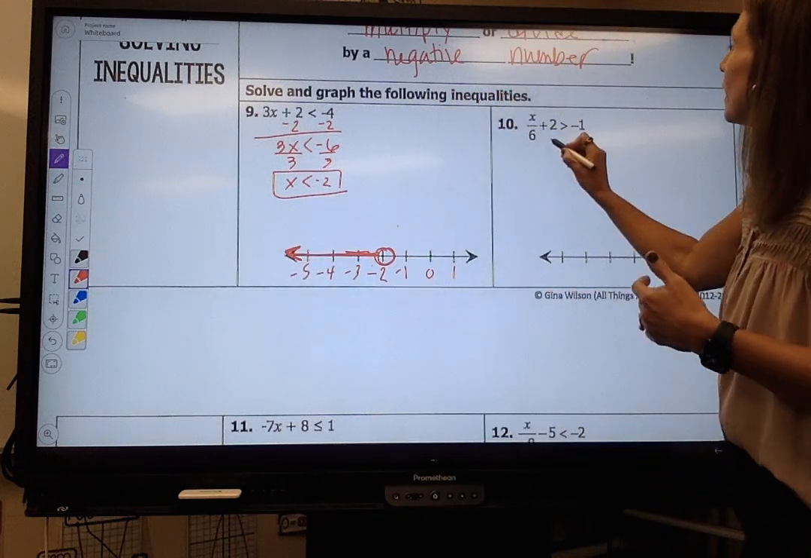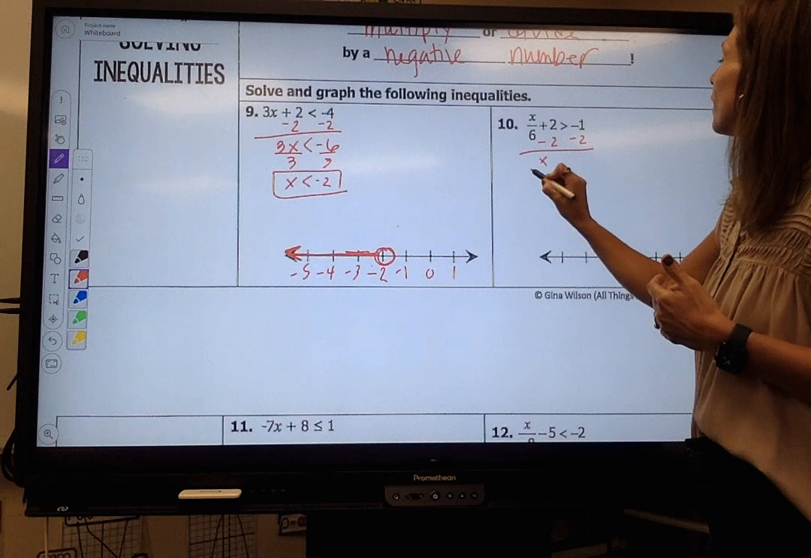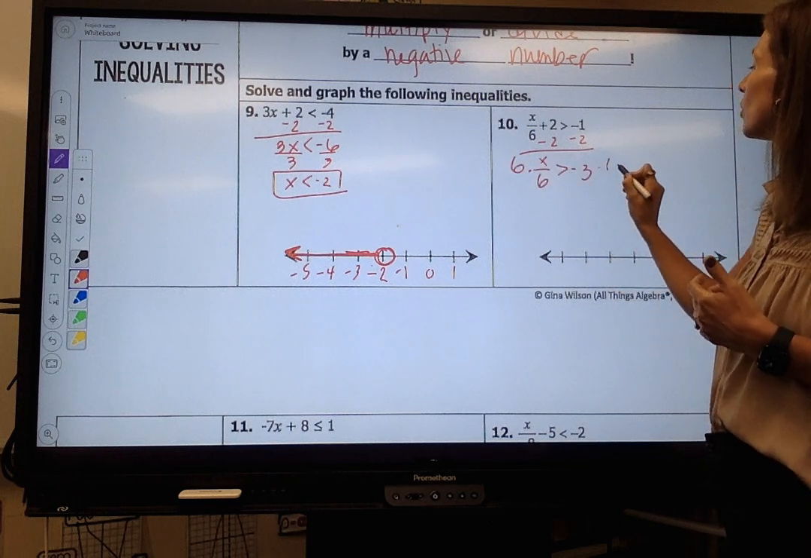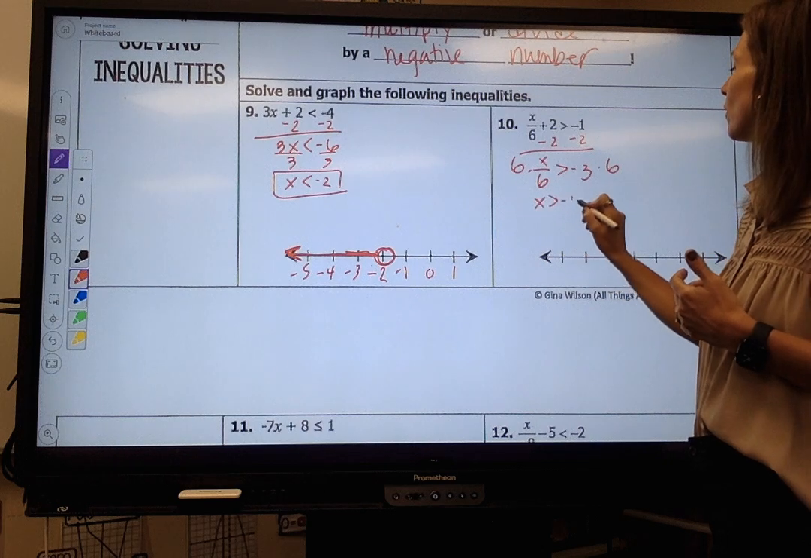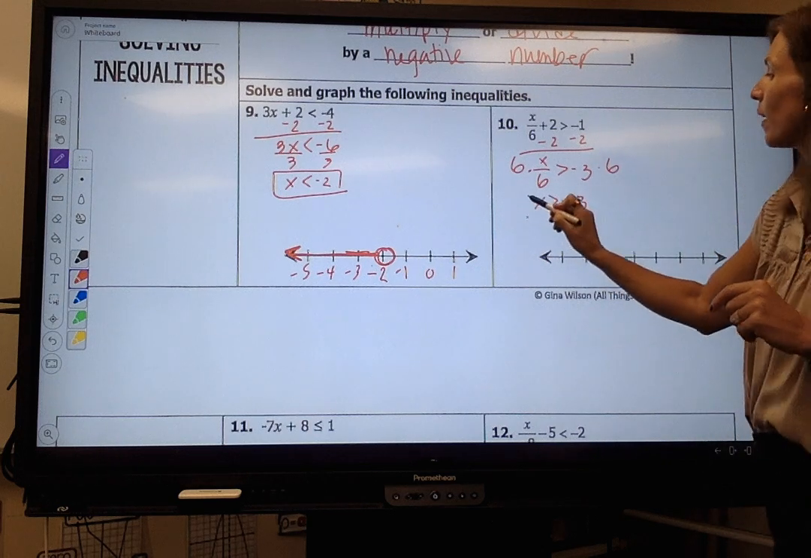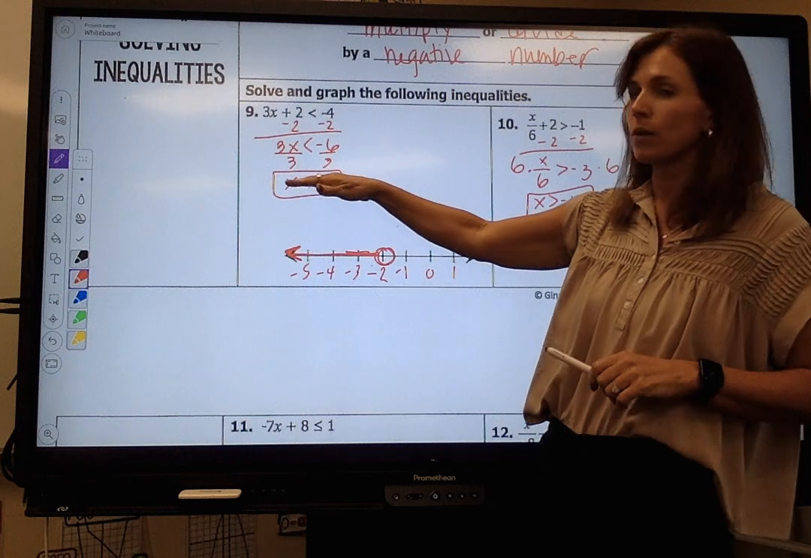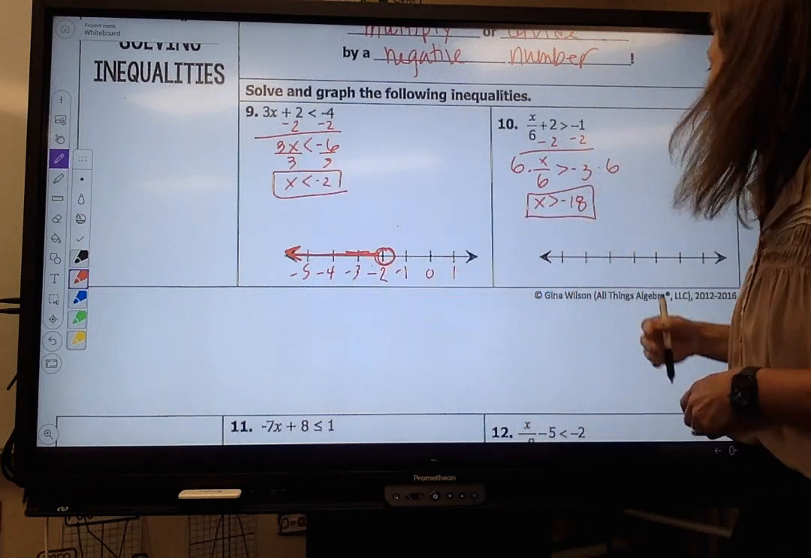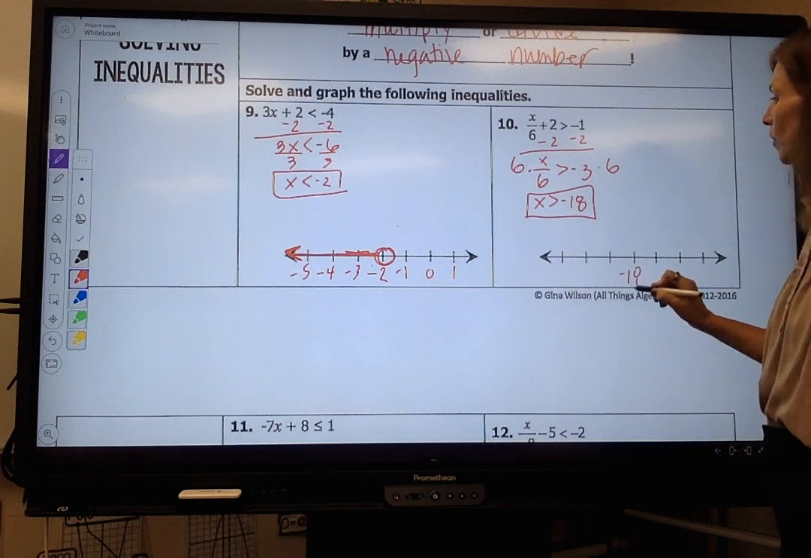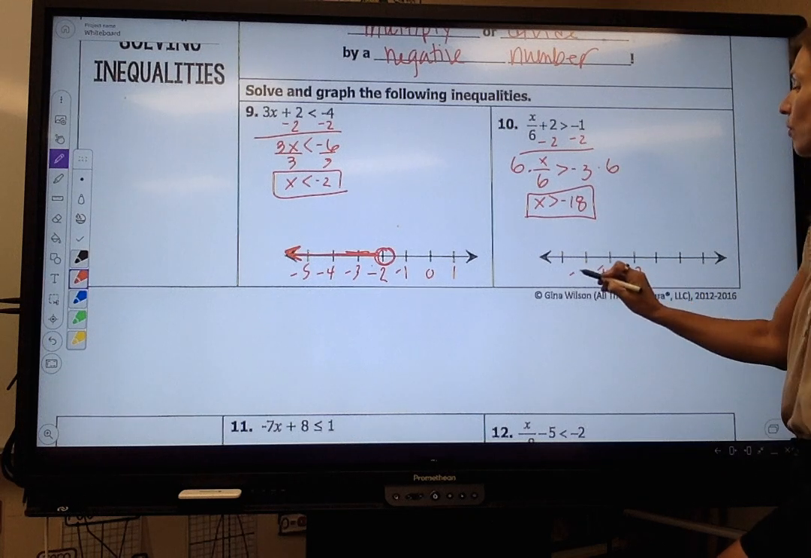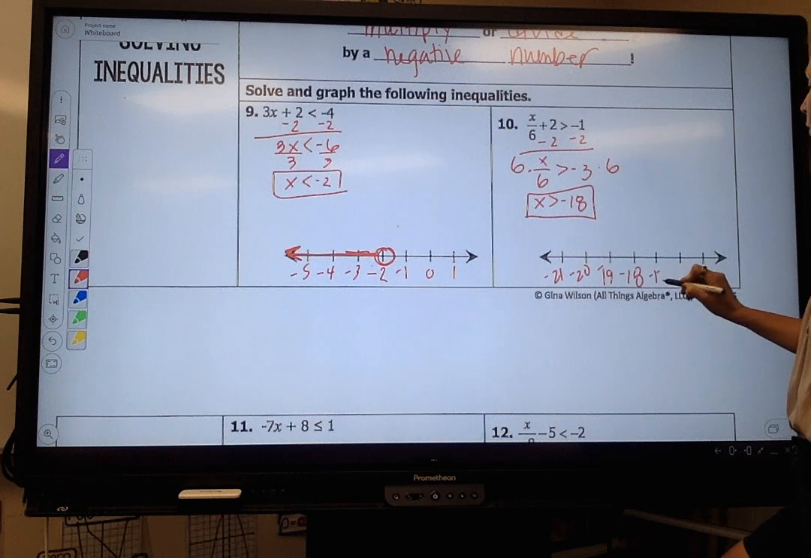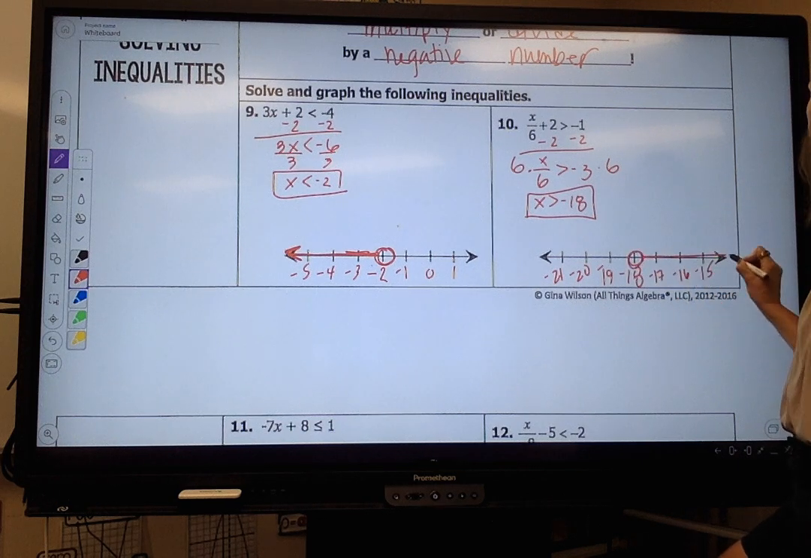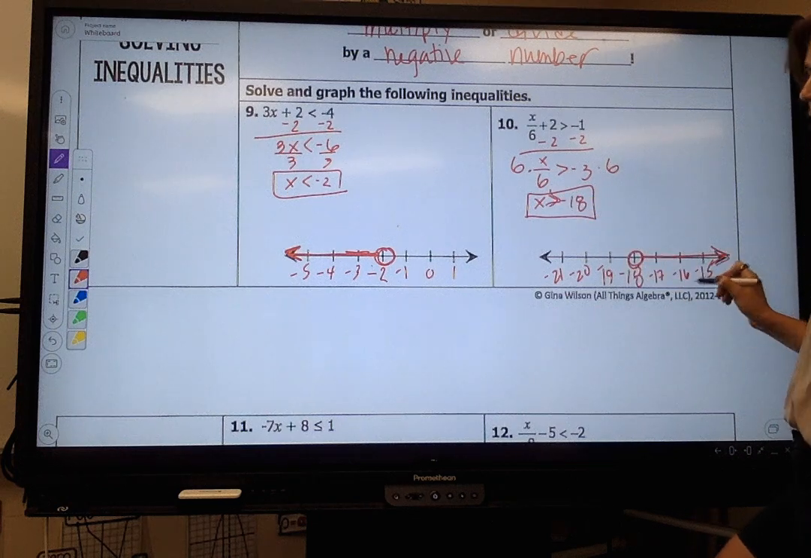All right, number 10, additive inverse on -2. X over 6 is greater than -3. Multiplicative inverse, multiply by 6, and I get x is greater than -18. So when we graph, I'm looking for the inequality and the number line. Here's my inequality. Target number goes in the middle. Three integers to the left, three integers to the right. It's going to be an open circle on -18, and shade to the right. Again, that arrow matches that arrow.